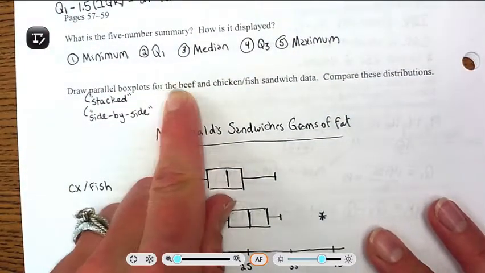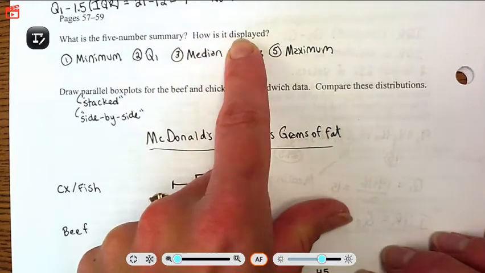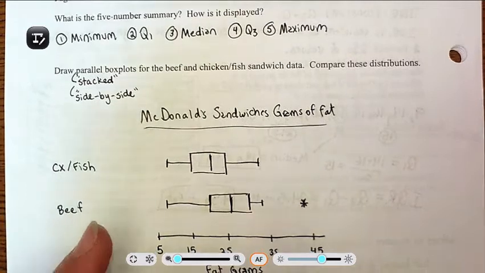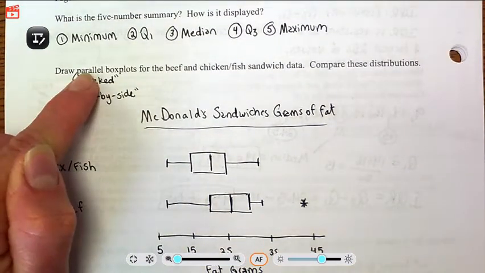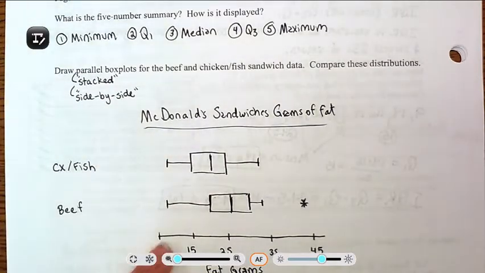Draw parallel box plots for the beef and chicken sandwich data. Compare these distributions. A 5-number summary is displayed as a box plot. Here's how we do it. Stacked means side by side, means parallel. It means that you're using 2 different y-axes, but you're using the same x-axis for points of comparison.